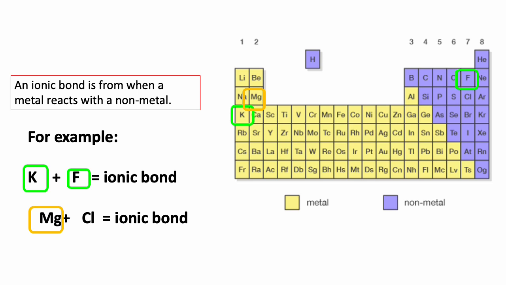Let's look at magnesium. Magnesium is in group 2, so it's going to have 2 electrons on its outer shell, which means it needs to get rid of those 2 electrons to have a full shell. So what's it going to do? Well, it's going to give those 2 electrons to chlorine, because chlorine has 7 electrons on its outer shell, and it needs to get 1 more for a full shell.